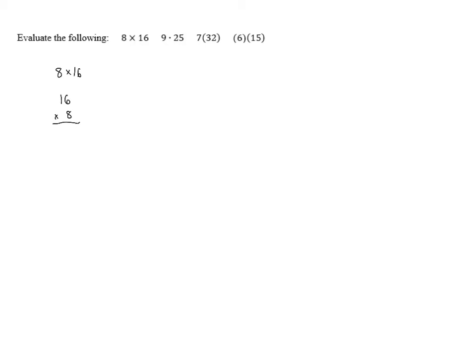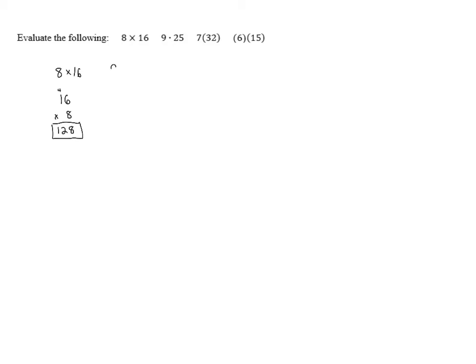So let's just start here with the 8. We take the 8 and we first multiply it by the rightmost digit in the top. So 8 times 6 is 48. We need to remember our multiplication tables. We put the 8 there and carry the 4 up here. And then 8 times 1 is 8. And then we add in the 4. 8 plus 4 is 12. So here we end up with 128.